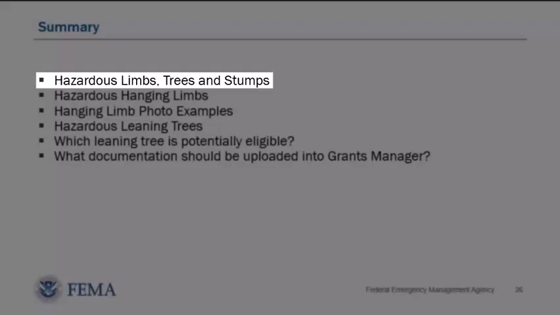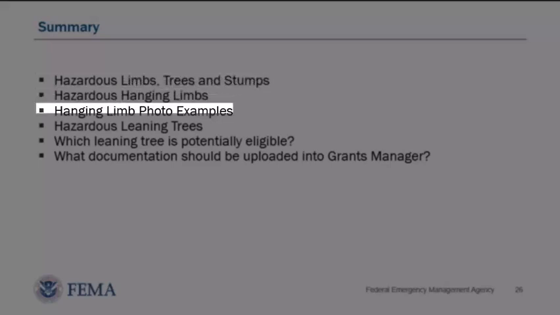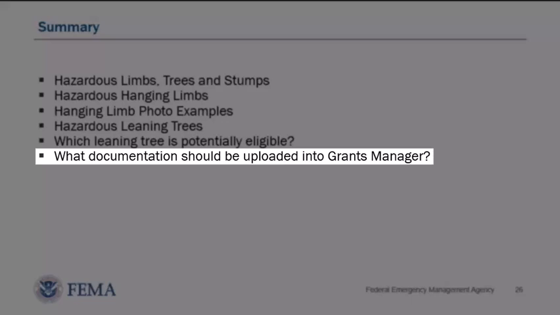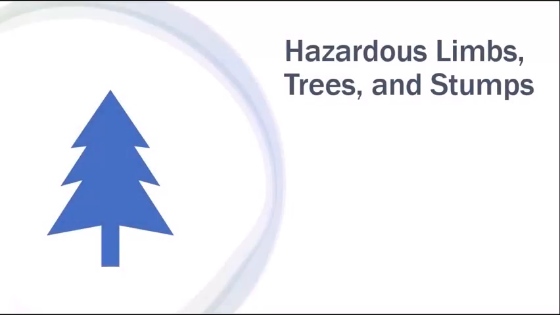In this training, we're going to cover hazardous limbs, trees, and stumps, hazardous hanging limbs. We will have some hanging limb photo examples. We'll cover hazardous leaning trees. We'll touch on which leaning trees are potentially eligible and what documentation should be uploaded into Grants Manager. What other nuances of debris are there besides right-of-way removal? To start, we have stump removal, hanging limbs, and leaning trees.